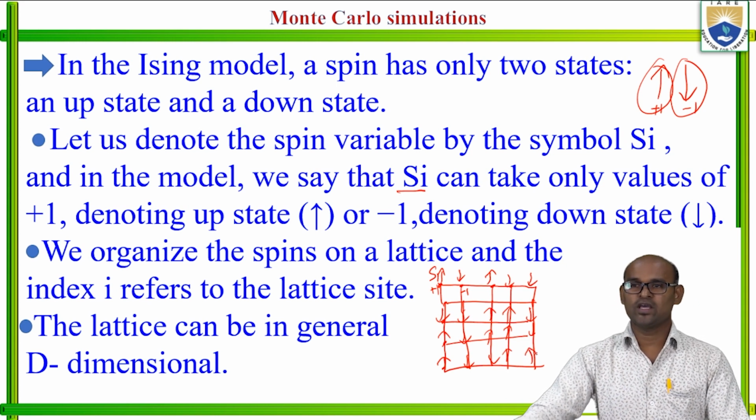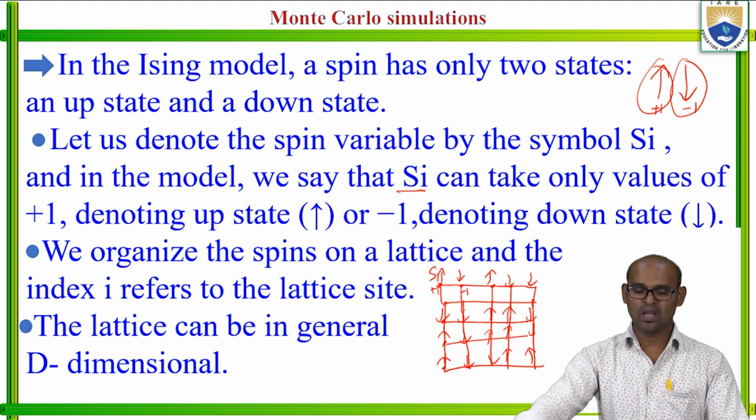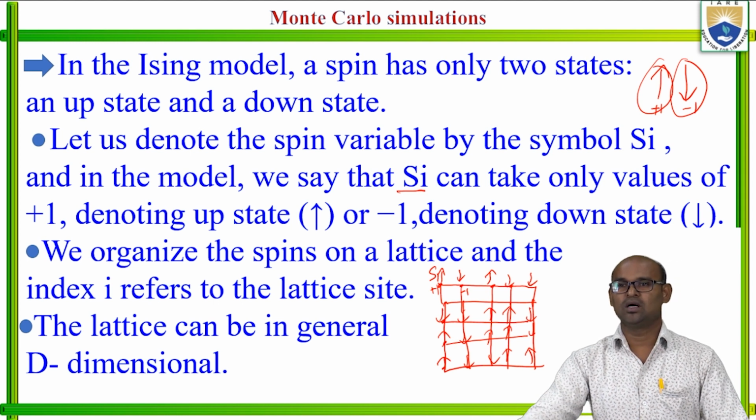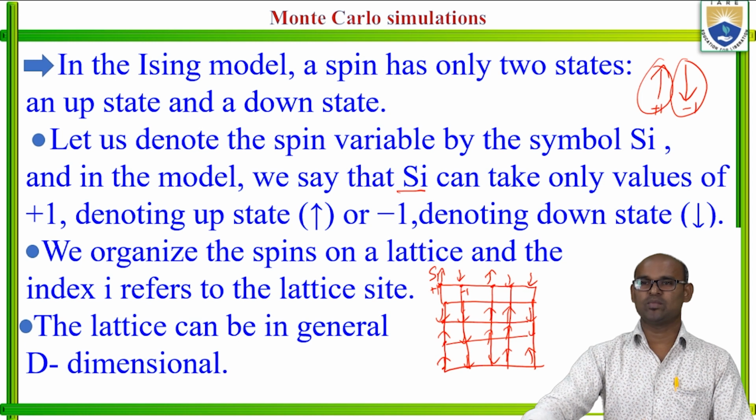So to understand the phase transition in a magnet, we are going to apply this Ising model, and we are going to consider a 2-dimensional lattice or 1-dimensional lattice to solve it.